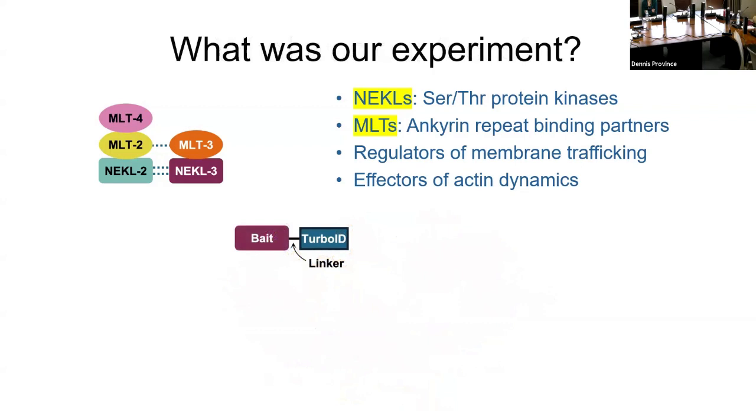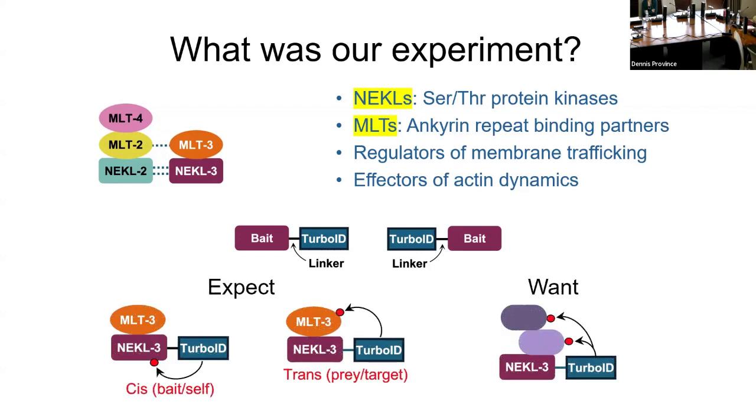All right. So the experiment was we would take the NECLs, these kinases, the MOLTs, these anchor and repeat partners again, and fuse them to Turbo, either on the C terminus or the N terminus. I will mention that the C terminal fusions work so much better than the N terminal fusions. I have no idea why. They're expressed at the same levels, but if it doesn't work on one end of the protein, try it on another, and maybe even in the middle. I don't know. But that was our experience.